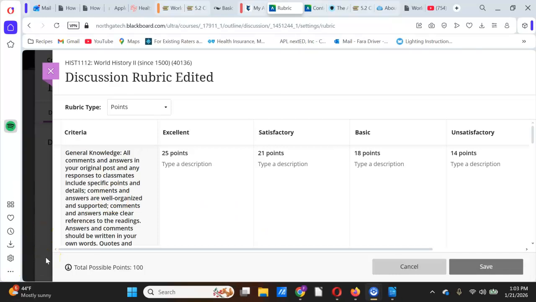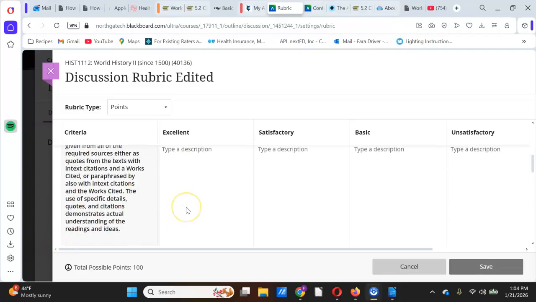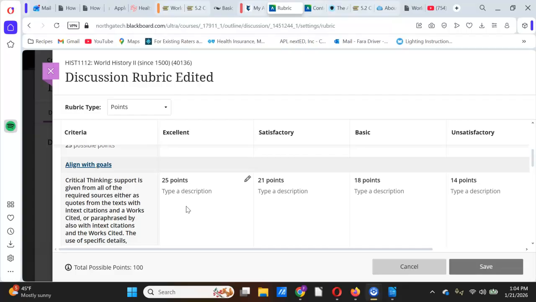Okay, so in both categories, peer comments and top post, general knowledge means the use of actual history and historical examples to support your ideas. And this means using as many specific examples with your citation as you can, and it means making a good argument.